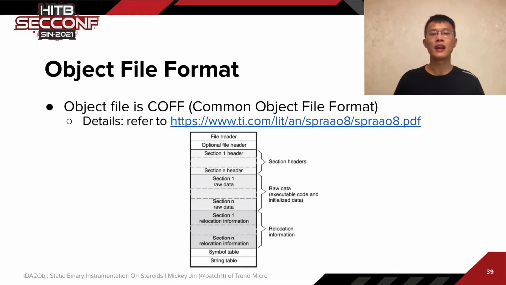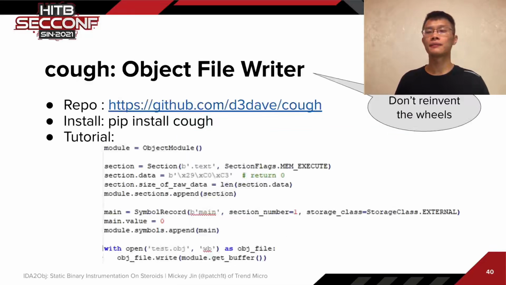After making sense of the file structure, we can write a tool to generate the OBJ file. Luckily, I found a repo on GitHub which meets my demand. Avoid reinventing the wheel. The install process is simple. Just use the pip command. And here is the simple tutorial for the Python library.